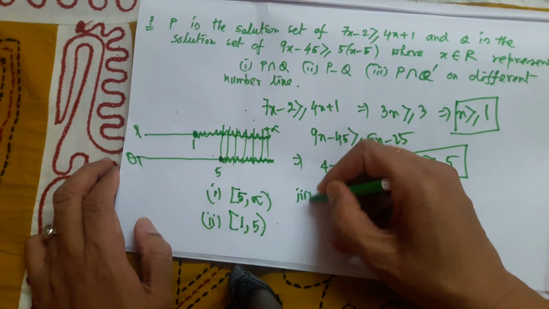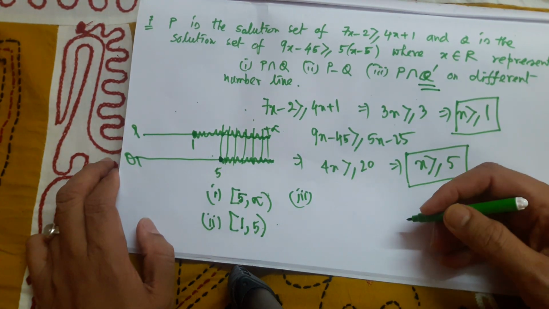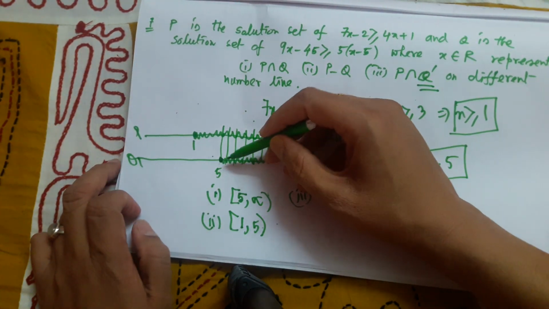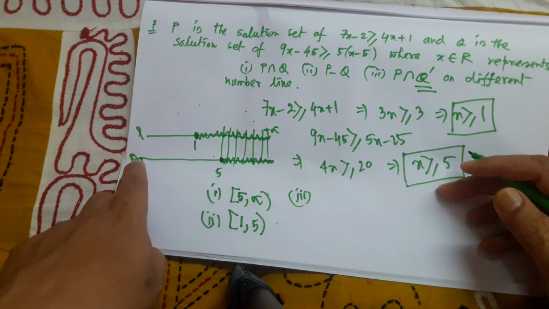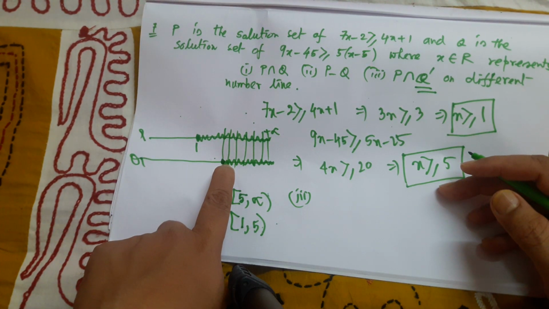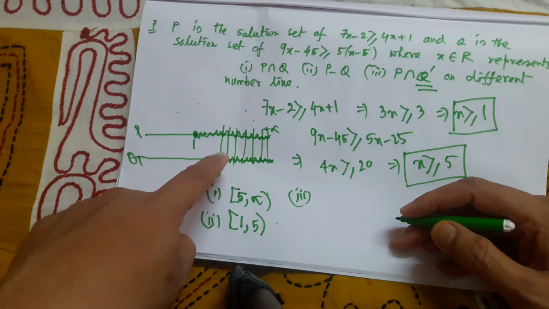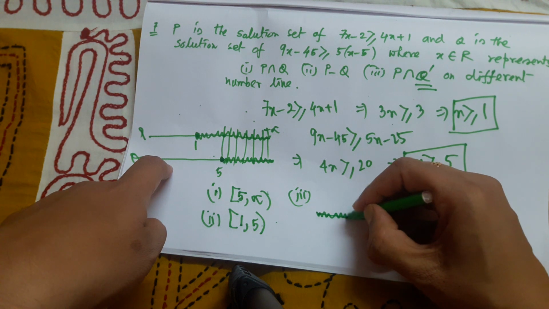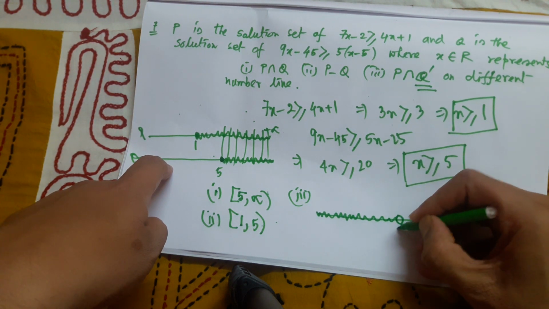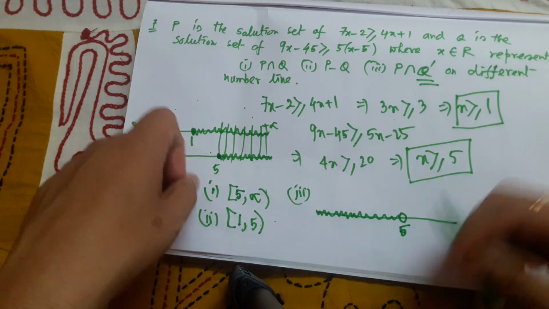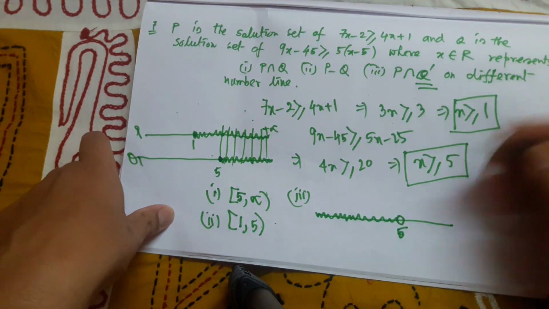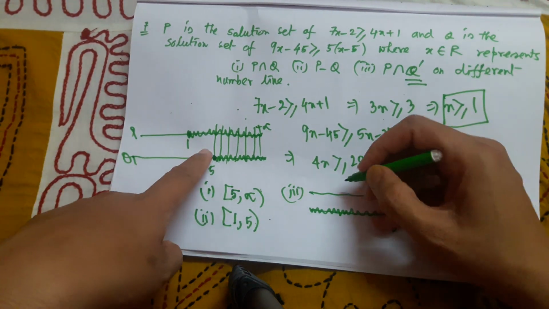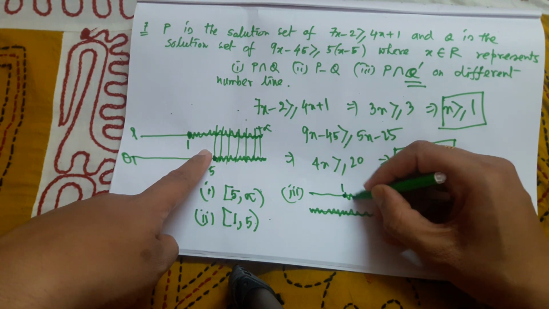3. P intersection Q dash. Q dash means total number line minus Q, which means from minus infinite to open 5. I plot Q dash from minus infinite to open 5, which means here not a closed circle but an open circle. And P is from 1 close to infinite open.